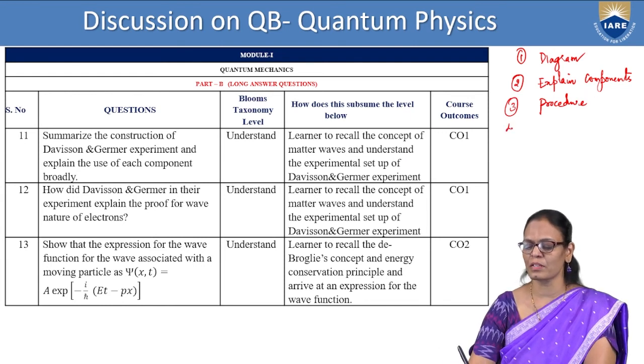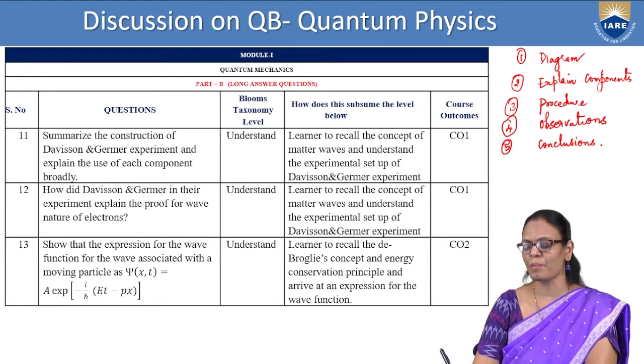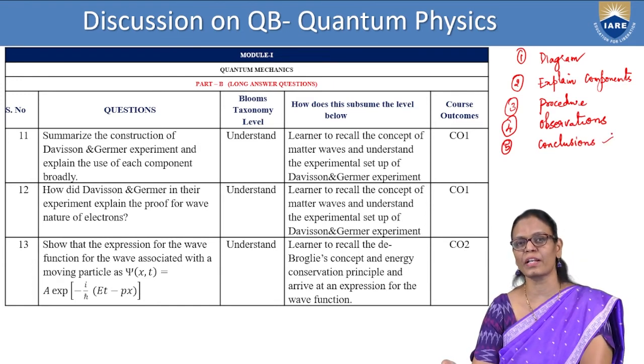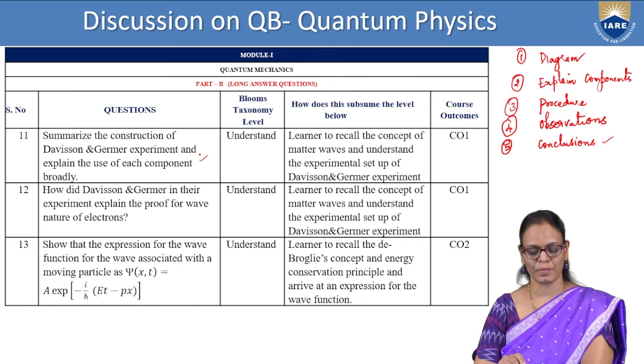And then come the observations from the experiment. What was observed? Where was the peak we are getting? That we have to write. And then the conclusions. What are the conclusions drawn by Davisson and Germer, which helped in establishing the wave nature of electrons? So these are the steps you will have to follow to explain the Davisson and Germer experiment.